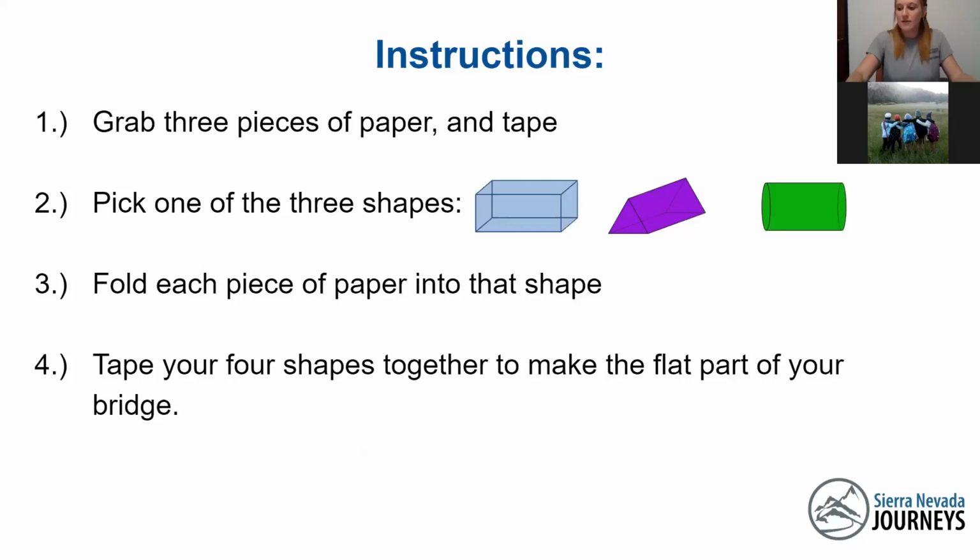So I have 1, 2, 3, 4 rectangles built. Right now you only have 1 or 2, but don't worry, you're gonna have time to build your other ones. So I have my 4 rectangles. You're gonna fold each piece of paper into your shape. So if you choose rectangles, you're gonna fold 4 rectangles. If you choose triangles, you're gonna fold 4 triangles. And if you choose cylinders, you're gonna fold 4 cylinders. Once you have your 4 shapes, you're gonna tape them together.